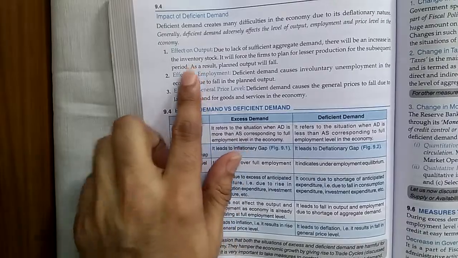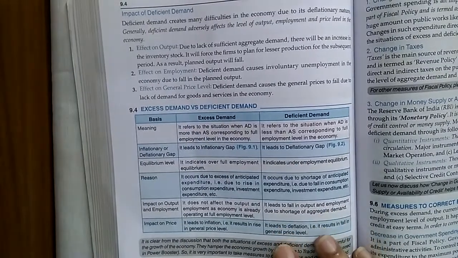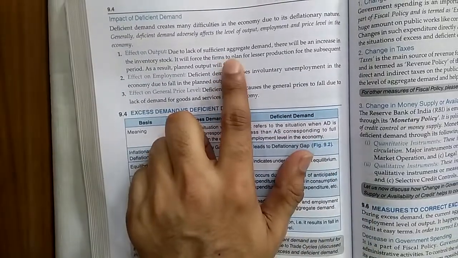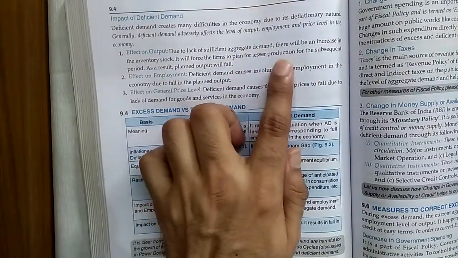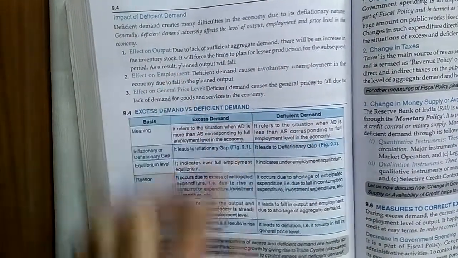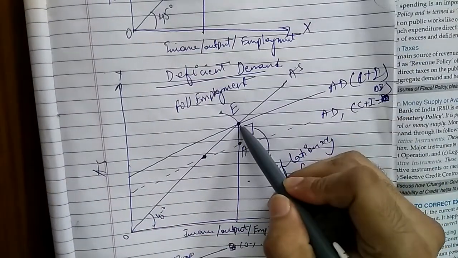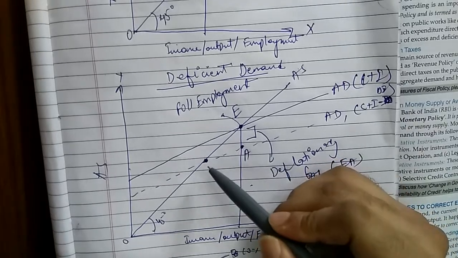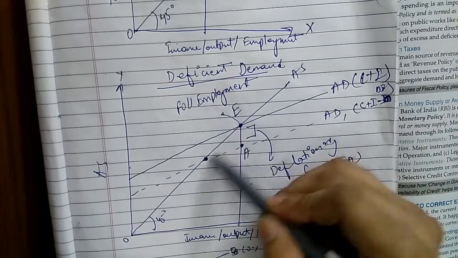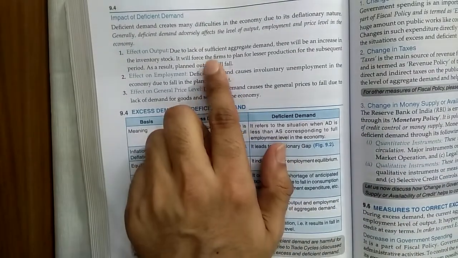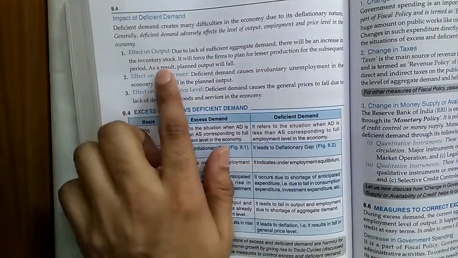Now what is the impact? Effect on output. There will be a decrease due to lack of sufficient aggregate demand. There will be an increase in inventory stock. As we know that we have produced, ultimately our full level of employment was here. So demand is less, supply is still there, so we are lying with the inventories. So due to lack of sufficient aggregate demand, there will be an increase in inventory stock.